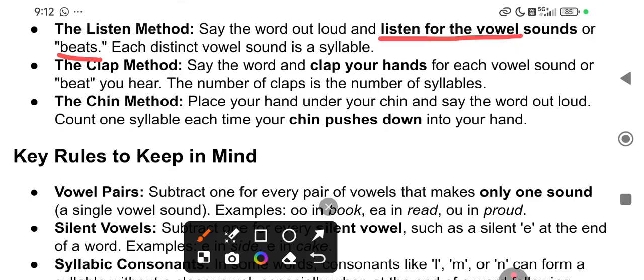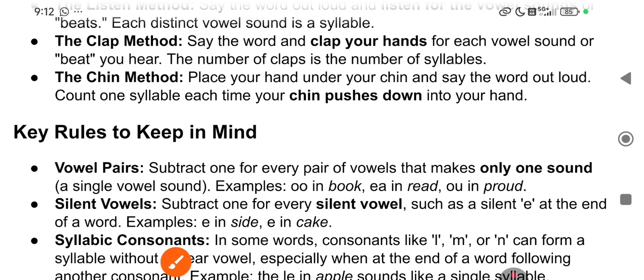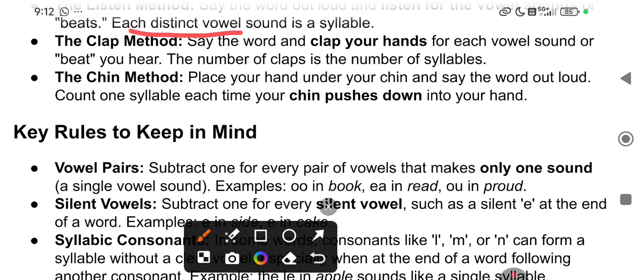So in this way you have to catch, you have to listen to the vowel sounds, which is very important, which is also called beats. Okay, each distinct vowel sound is a syllable. So a vowel sound is a syllable.